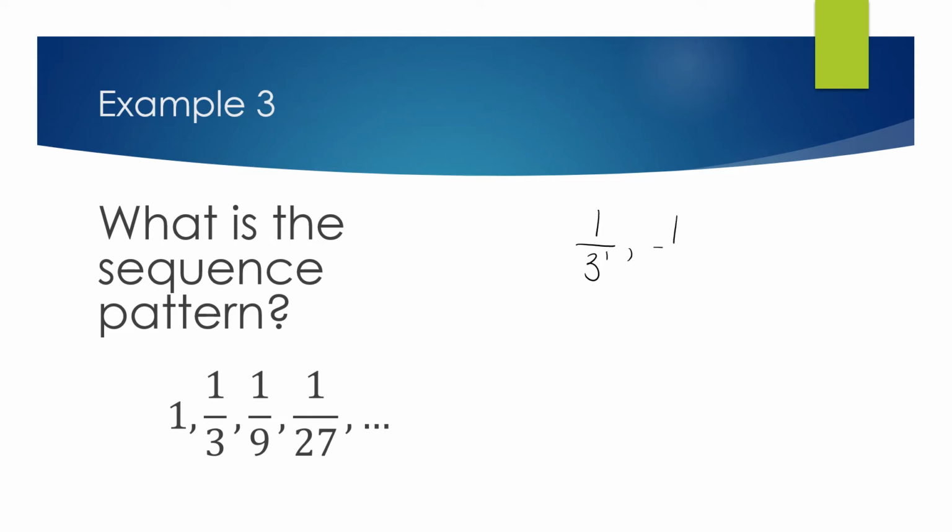1/9 is 1 over 3 to the second power. 1/27 is 1 over 3 to the third power. So if we look at this pattern, it makes sense that 1 is 1 over 3 to the 0 power, and 3 to the 0 power equals 1. So our sequence, we can write a sub n is equal to 1 over 3 to the nth power.